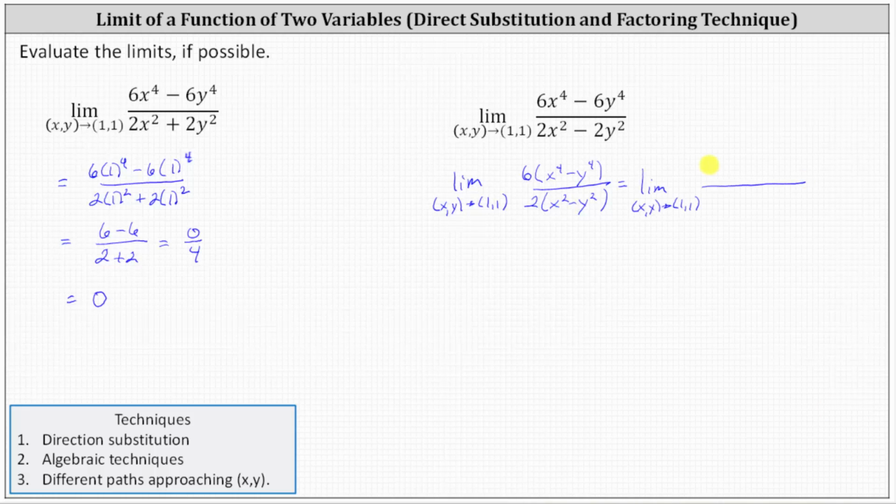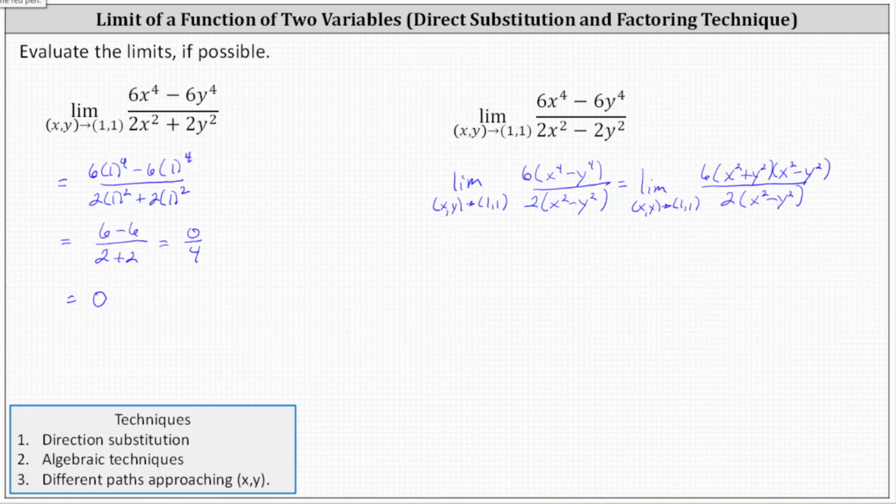Factoring the numerator, we have 6 and then times the factors of x to the fourth minus y to the fourth, which would be x squared plus y squared and x squared minus y squared. Now we need to be careful here. We don't want to get in a hurry and factor x squared minus y squared, because if we did, we would miss out on recognizing the common factor of x squared minus y squared between the numerator and denominator. We will leave the denominator as 2 times the quantity x squared minus y squared.